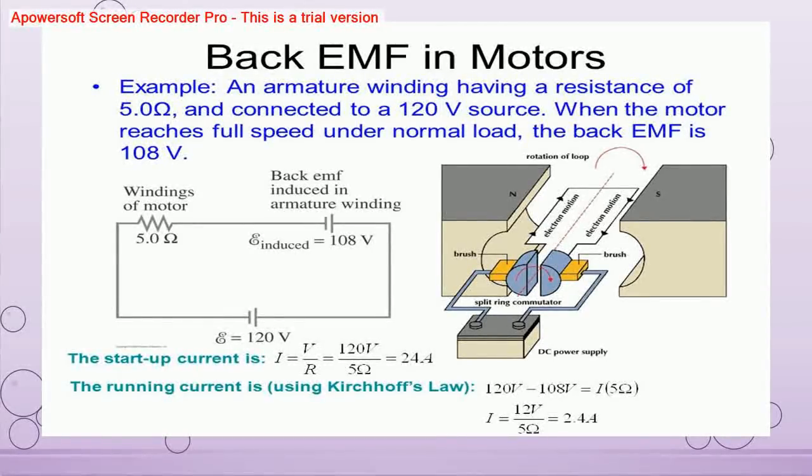And the running current is 120 volts minus 108 volts, which equals 12 volts, and using the 5 ohms to find the current, it will be 12 volts over 5 ohms, which is equal to 2.4 amps. And basically that's all I want to talk about on the production of back EMF in motors. Thank you.